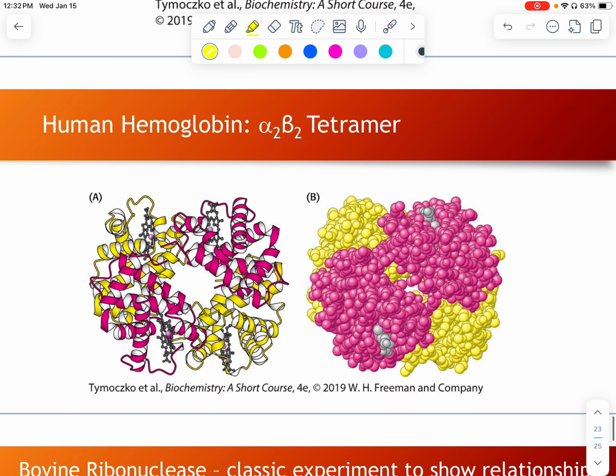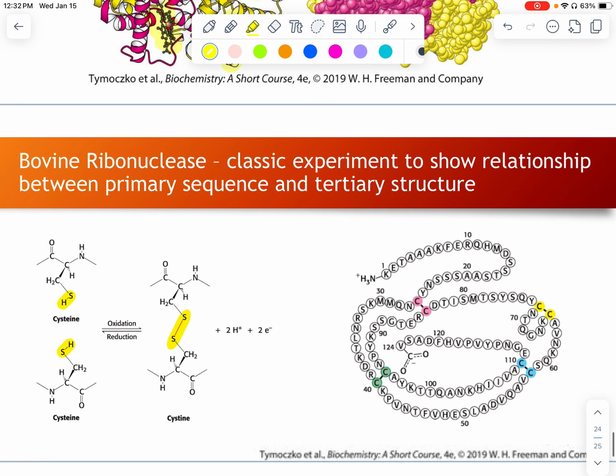An example is human hemoglobin. We call it a tetramer because there are four strands. Two are shown in yellow, two are shown in pink. The yellow ones are two identical strands, and the pink ones are two identical strands. Hemoglobin, which we'll look at a lot more later, is only functional when you have all four strands. Each has a heme group there, there, and there to help carry oxygen. All right, a couple more things.